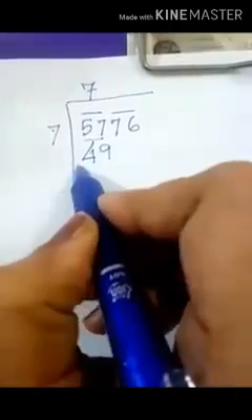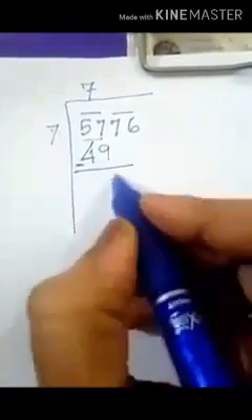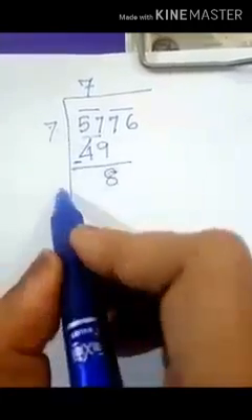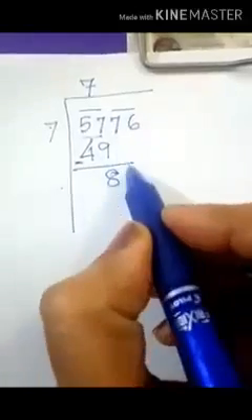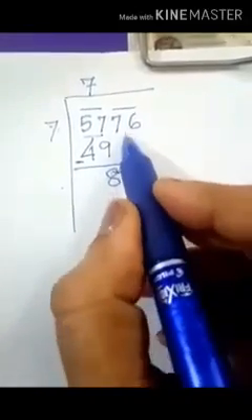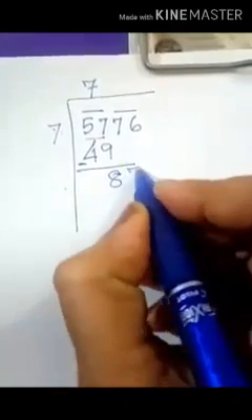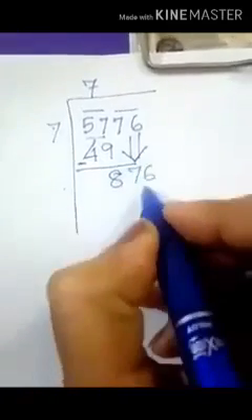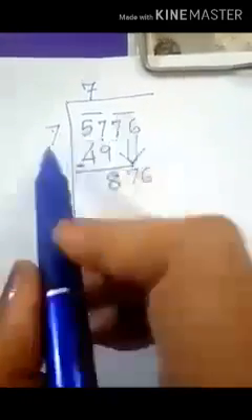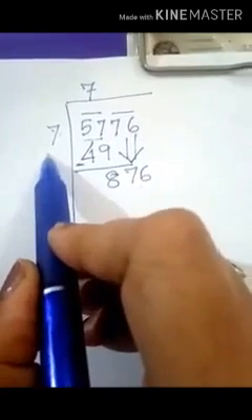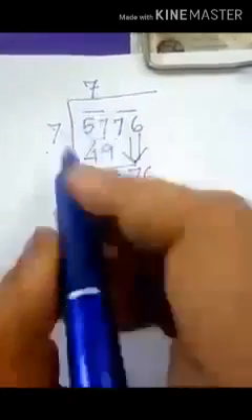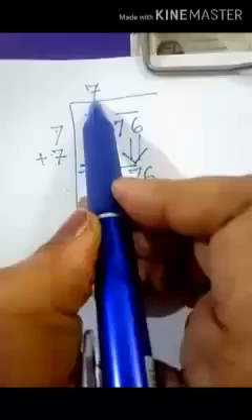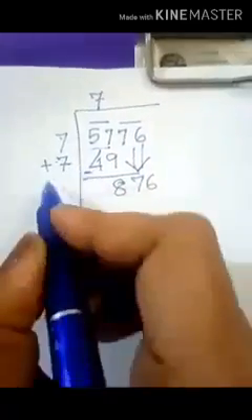So 7 7s are 49. This is division, so we will subtract. How much is left? 8 is left. Now the next step: these two numbers will come down. As I told you, we made the pair for that only. 76 will come down together. Both the numbers will come down for the next step. Now here, this is also important: whatever number we wrote here, we have to add it here.